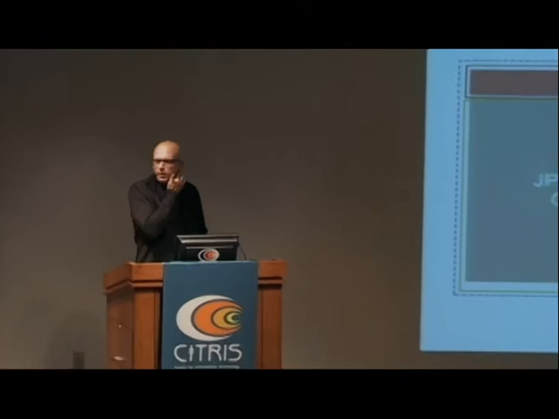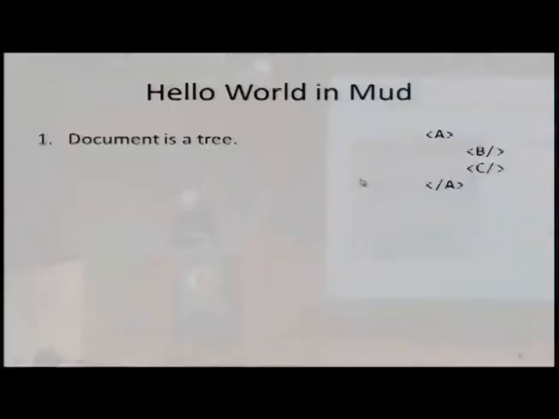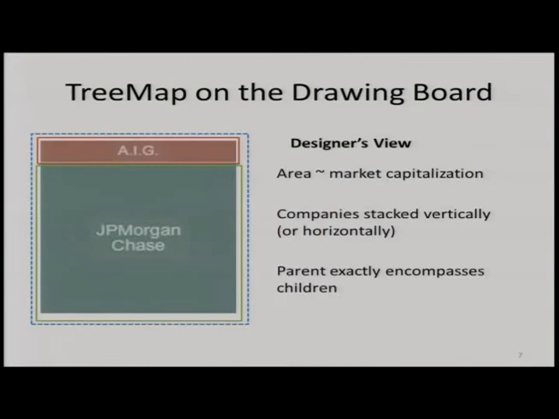So how does the designer think about writing this program? Imagine he or she wants to prepare a tree map like this. The key idea is that the designer observes that the area is proportional to market capitalization, that companies are stacked vertically, or in another component horizontally, and they are stacked on top of each other, and that the area of the parent completely encompasses the children. So essentially the area of the parent equals the sum of the areas of the children. So this is what the designer needs to decide, and I'll show you how they encode it in our language.